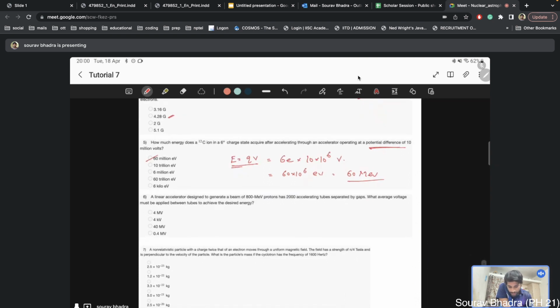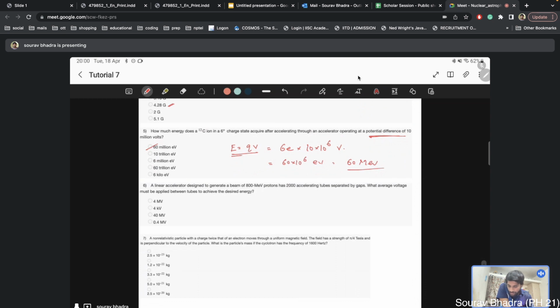Now again the 6, a linear accelerator, that is also a linear accelerator problem designed to generate a beam. So 80 MeV is the maximum acceleration, with 2000 accelerating tubes separated by gaps. What average voltage? Okay, so the total energy is actually N Q V, NQV, that is the total energy I have told you. It is given as 800 mega electron volt.